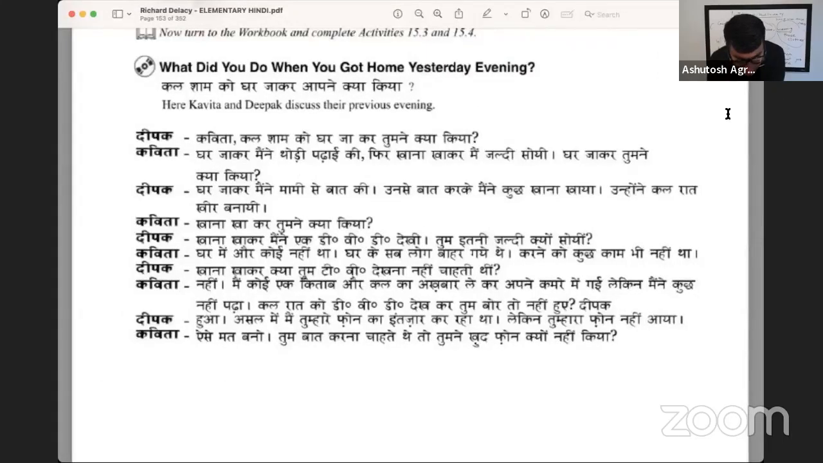So let's see who would like to read it. One person can be Deepak, one can be Kavita. We'll read it two times. The first time you will just try to focus on what is being read, and the second time, anybody who is reading has to slowly translate also. So two people who would like to go, you can raise your hand.